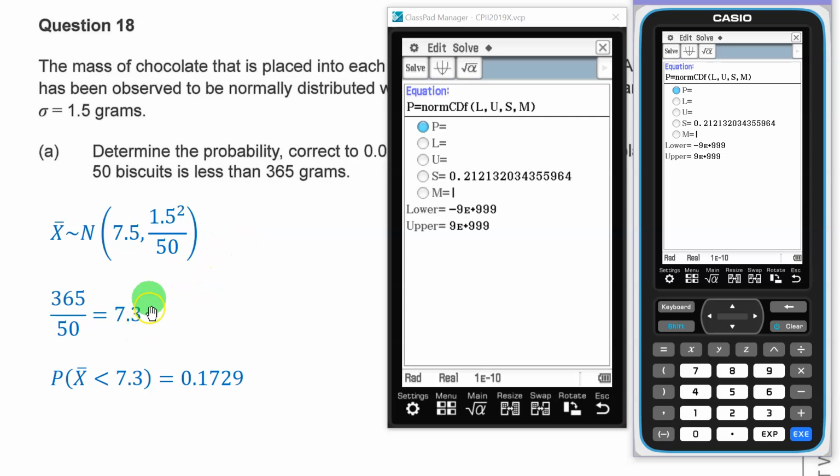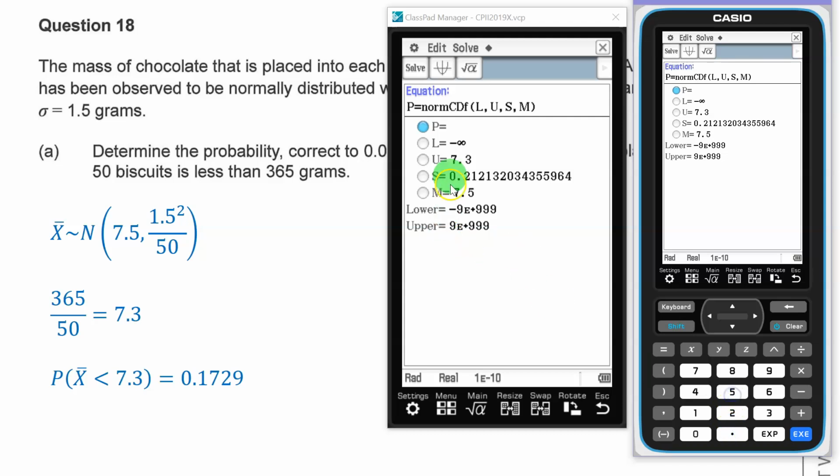We want the probability of getting less than 365 grams in total. So per biscuit the upper bound is 365 divided by 50, and when we press execute, that's 7.3 exactly. And now the lower bound would be negative infinity, so pop that one in. And the mean of the distribution was 7.5.